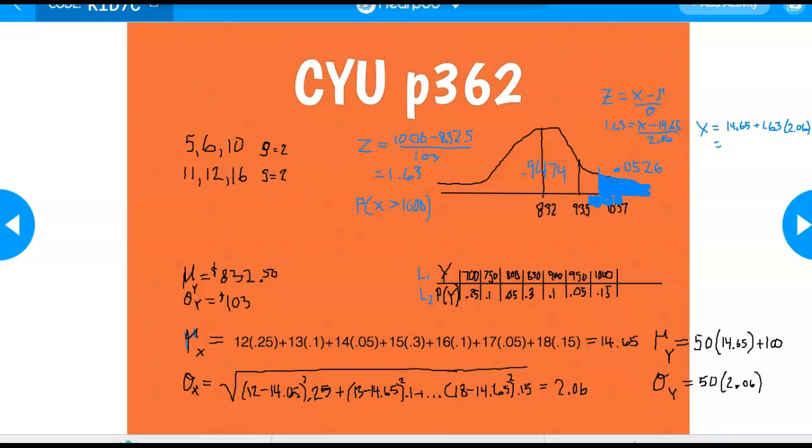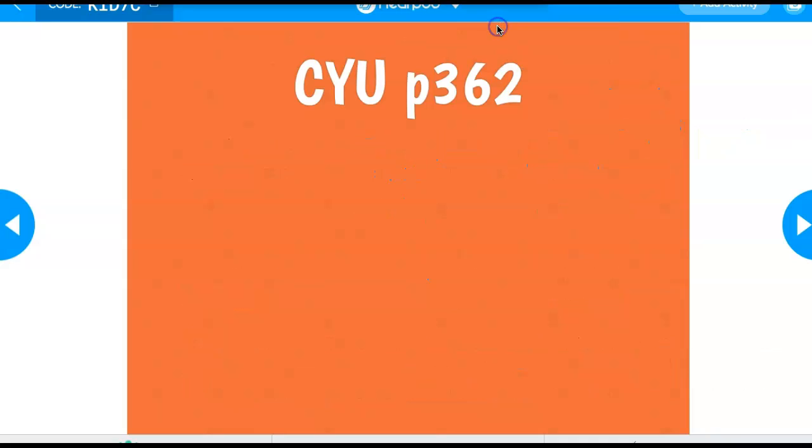So this is one variable. Okay, transforming one variable. We'll get to two variable transformations in a little bit, but this is just transforming one variable. So page 362. Let's look at page 362. Grab your book.